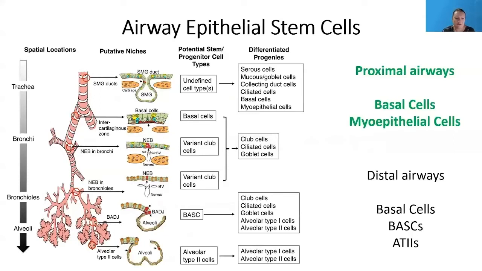In the proximal conducting airways, we have the submucosal glands, which comprise myoepithelial cells, known to be able to replenish the surface airway epithelium under severe injury. In the same region, in the proximal conducting airways, we know that the basal cells are able to give rise to club, ciliated and goblet cells comprising the mucociliary epithelium. As you move more distally, there are a number of other stem cells, such as variant club cells, bronchioalveolar stem cells, and alveolar type 2 stem cells.